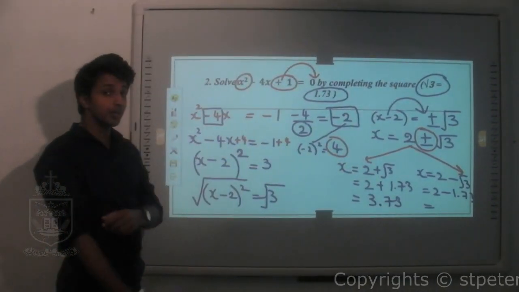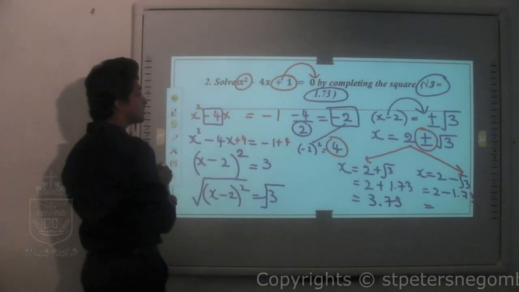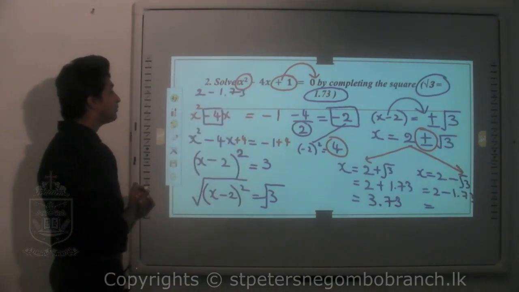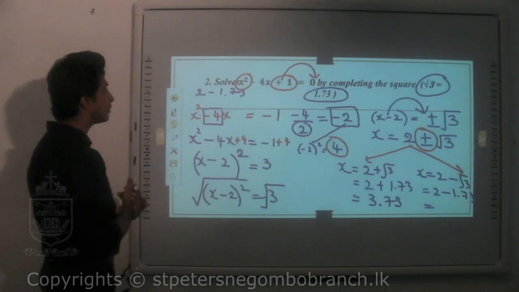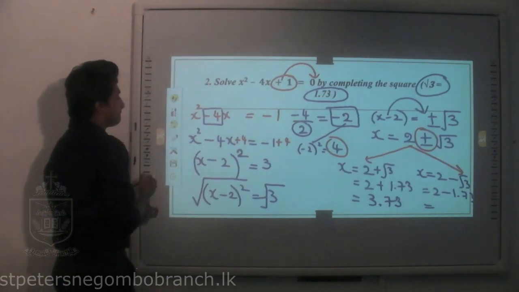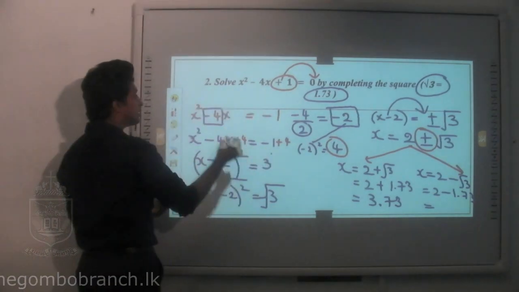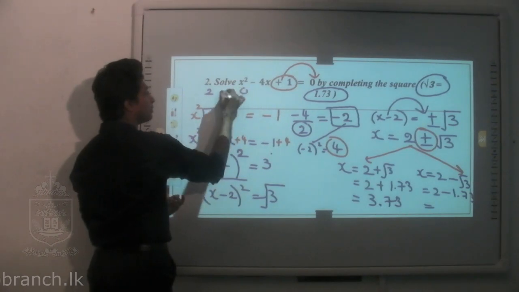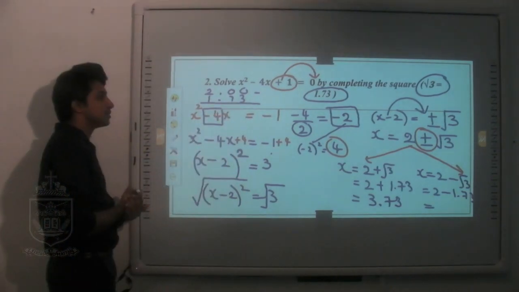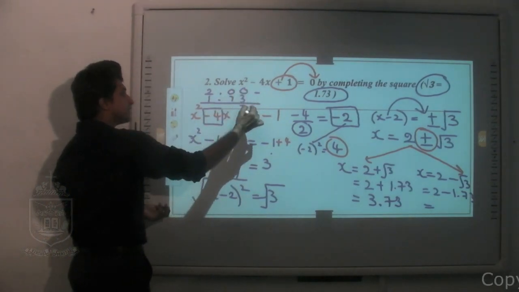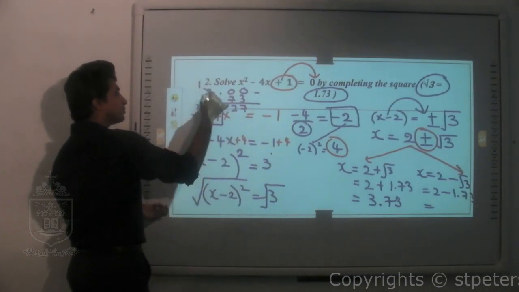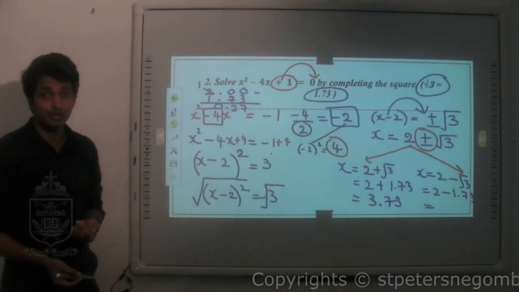But here, when you are subtracting, some children do it in a wrong way. See, when you have to subtract 2 minus 1.73, you have to properly order it. I will do it here. So that has to be 2 minus 1.73. So when you subtract it, 10 minus 3 is 7. Then here 9 minus 7 is 2. It was 1 here, so 1 minus 1 is 0. So then the answer will be 0.27.